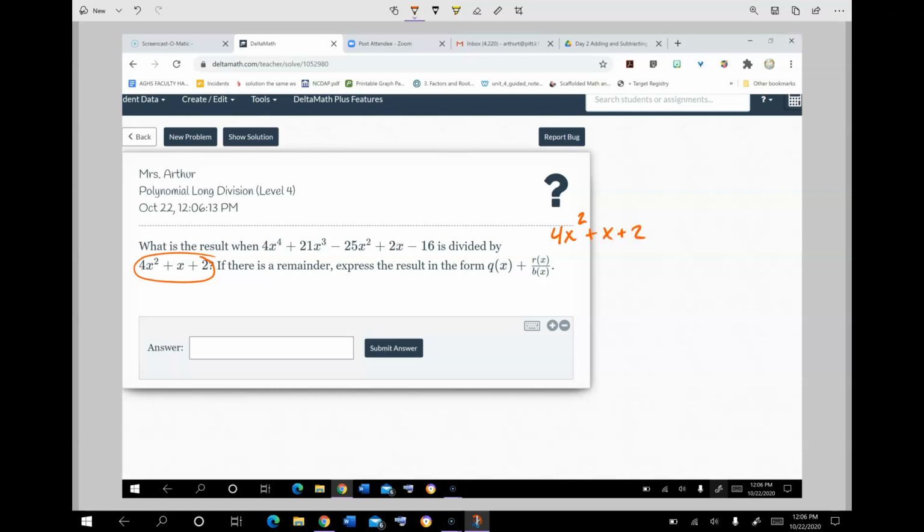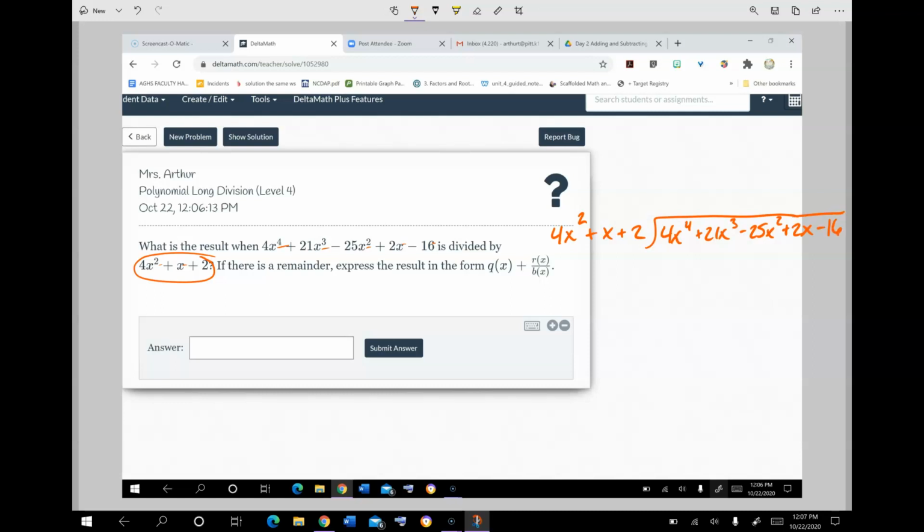Now this can't be missing any terms either. I've been kind of slacking on saying that. But it doesn't. So it goes 2, 1, 0. So we're good. Now what goes under here is this. Count your exponents. 4, 3, 2, 1, 0. So we're good. Put it underneath the house. 4x to the 4th plus 21x cubed minus 25x squared plus 2x minus 16.